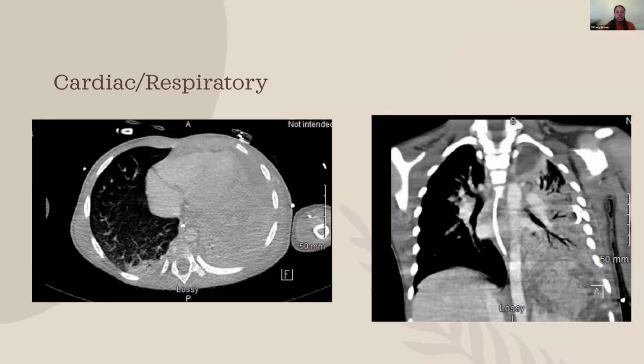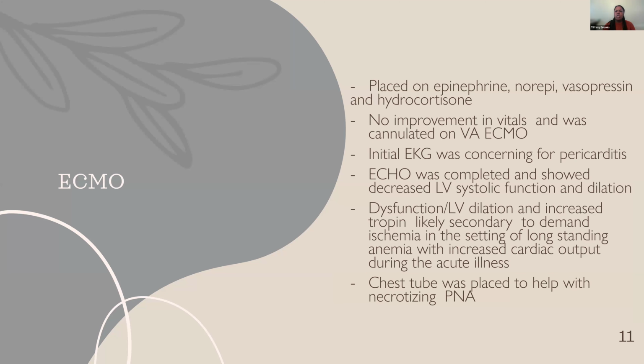So upon admission to the PICU, she rapidly progressed and was intubated. And next they got a CT, which showed the extent of her pneumonia. A chest tube was placed. And I'll get to what grew a little bit later on. So she was placed on ECMO.